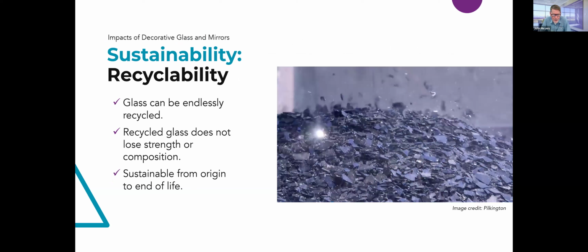Now, one of the main reasons that glass ranks high in sustainability is because it is 100% recyclable without losing its strength and composition. Glass is sustainable from its origin to the end of life.